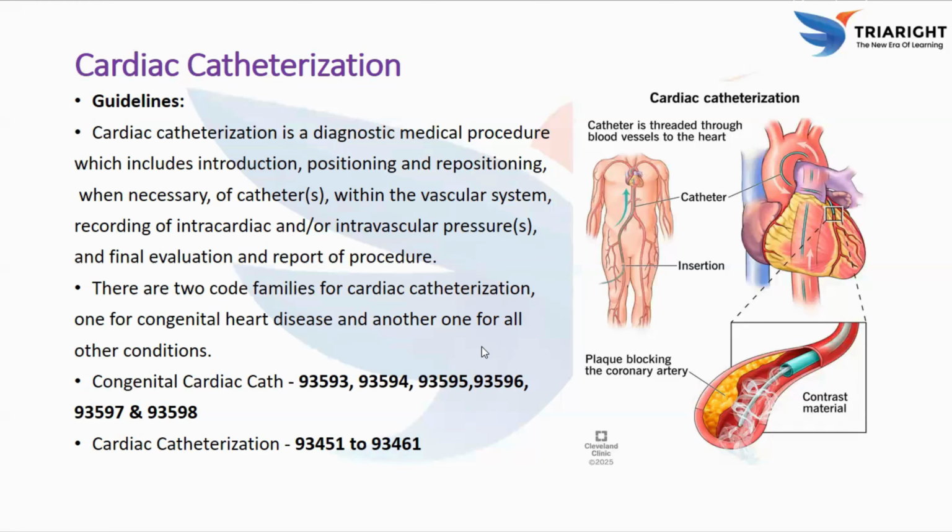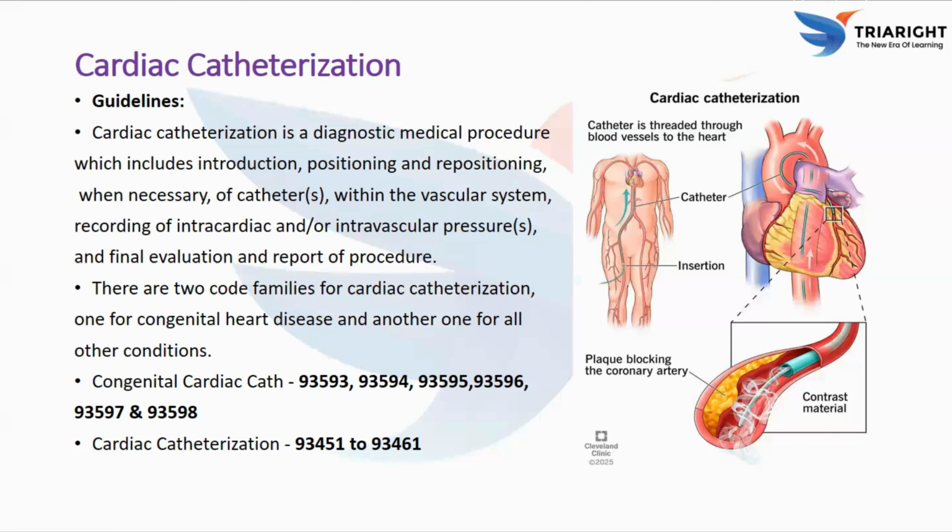Vascular access. From the diagram, you can see the picture. The catheter is usually inserted via the femoral artery or radial artery and guided through the blood vessels to the heart. Contrast dye may be injected to visualize the arteries. The access site does not change the CPT code. Now the diagnostic versus interventional concept. There is diagnostic cardiac catheterization and interventional cardiac catheterization.